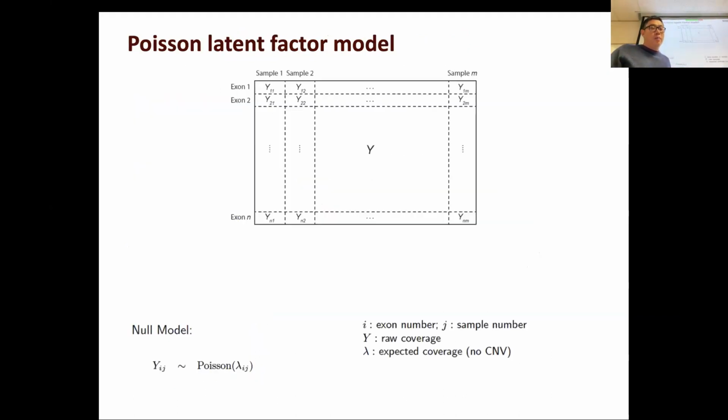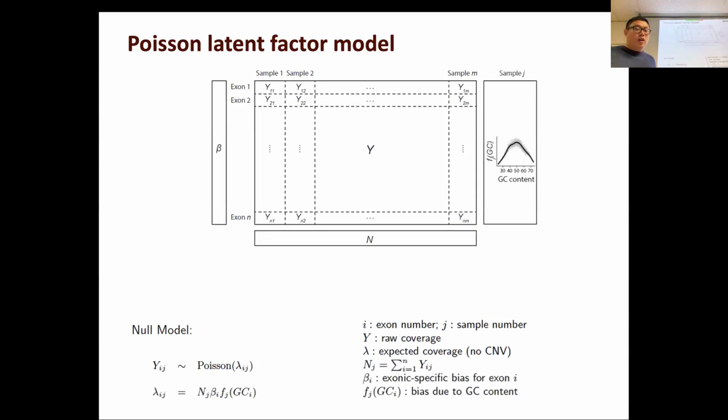So this is what we came up with, what we call the Poisson latent factor model. We denote Y as the read count for exon i, individual j, and we model it with a Poisson, lambda_ij. The lambda_ij is under the null case. Forget about the CNV. Under the null, there's no CNV. All that we care about is decomposing the lambda so that hopefully we can account for the over-dispersion of the Poisson. So how do we do that?